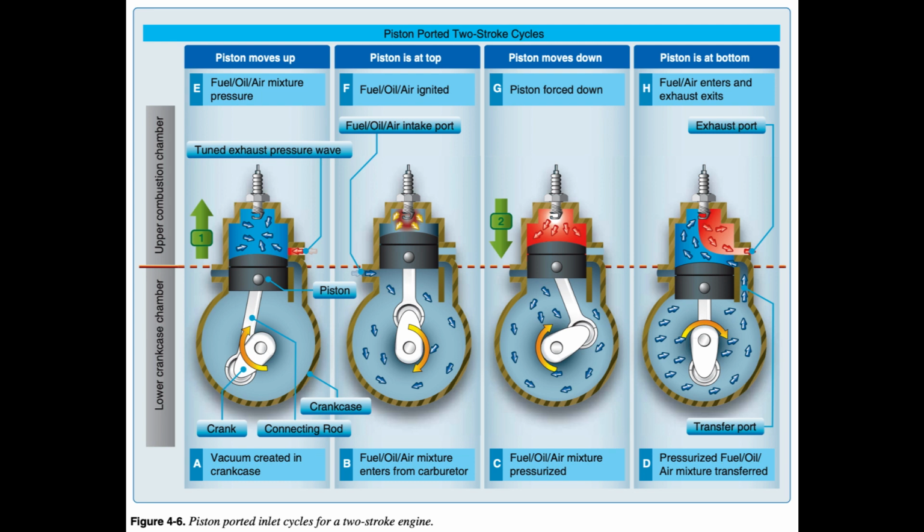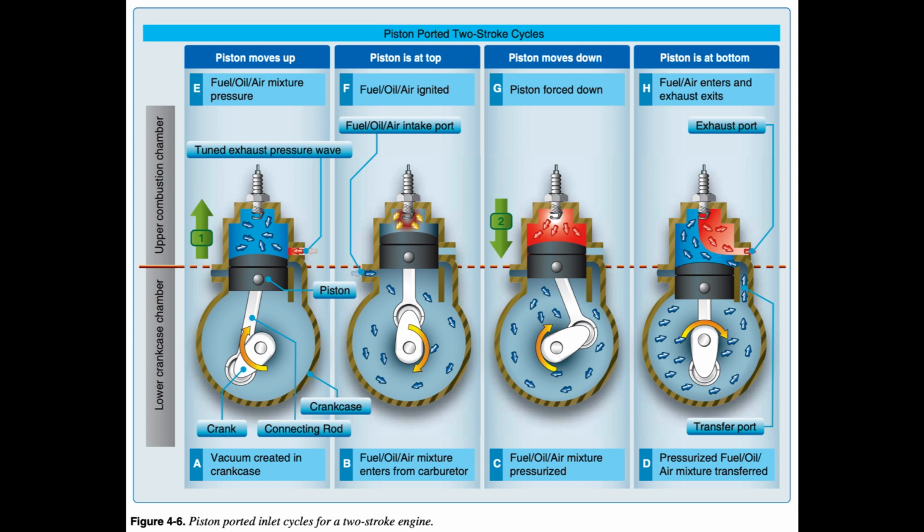The piston then rises and compresses the fuel mixture in the combustion chamber. Figure 4-6e to 4-6f. During this piston compression process, the crankcase vacuum intake process is happening simultaneously, as described earlier. This is why 4 processes can happen in 2 strokes.